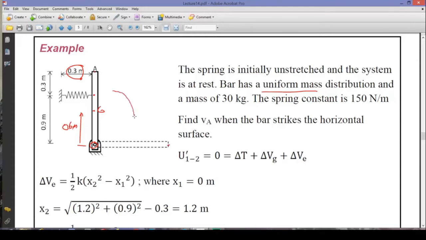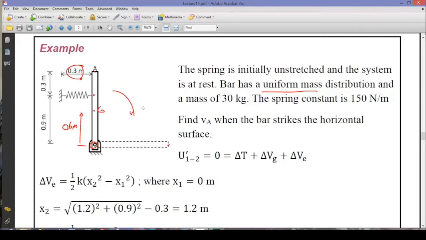So it falls in that direction, and it does a fixed axis rotation. And then as it strikes the horizontal surface, we are asked to find the velocity of A just before it strikes, obviously. What we have to consider here is what's going to change in terms of the energy levels of this bar from the initial condition and final condition.